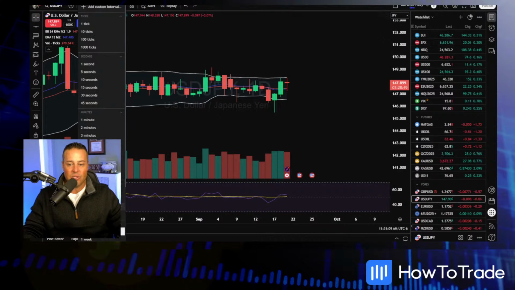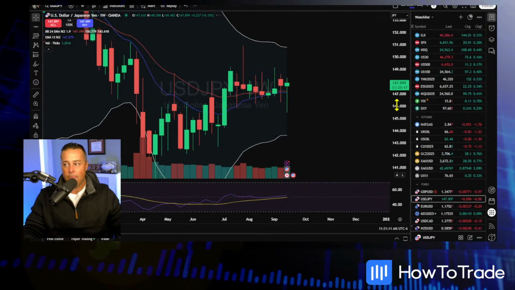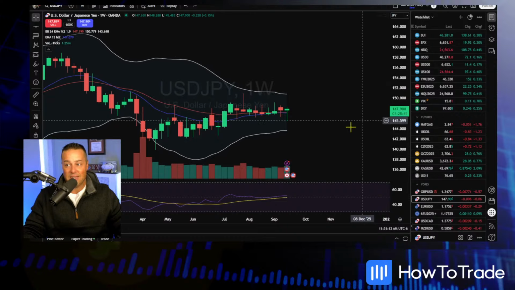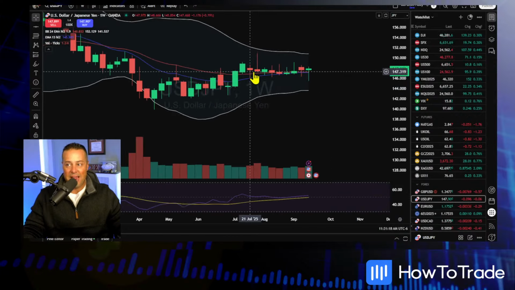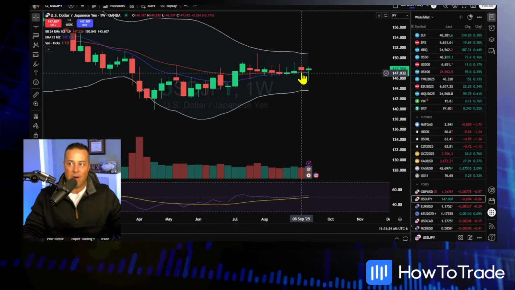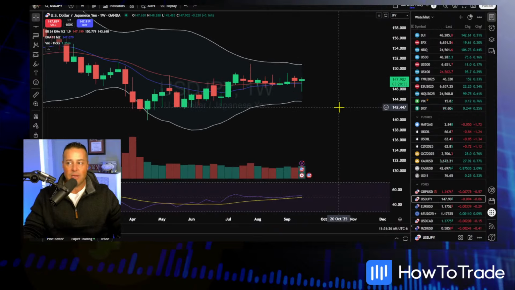So let's go to a weekly. It just doesn't get any uglier than that. Take a good look at this. Hammer, inverted hammer. I would call that a doji. That's good enough for me. Clearly we're going to break. No question about it. Is it to the long or to the short? I have no idea. And this is a function of the U.S. dollar not really doing much of anything, and then also the Japanese yen.